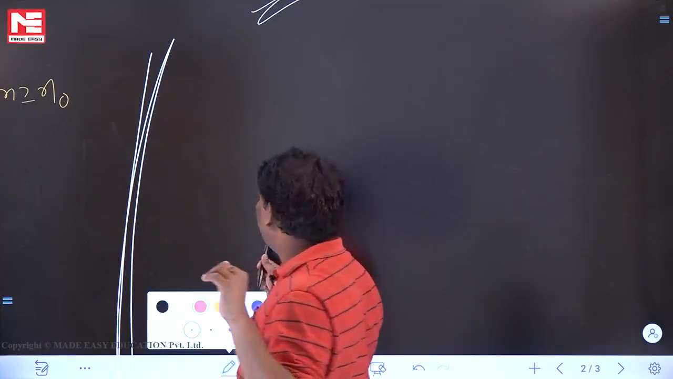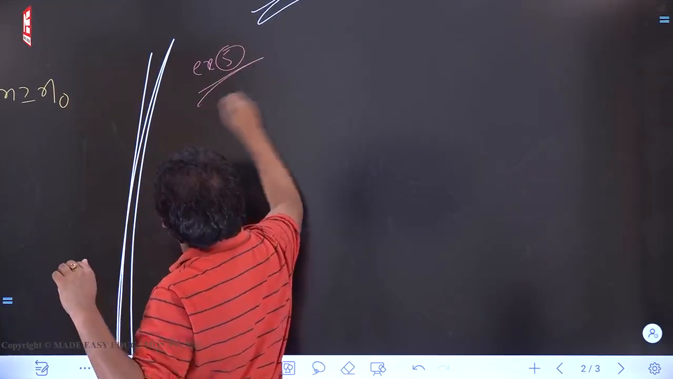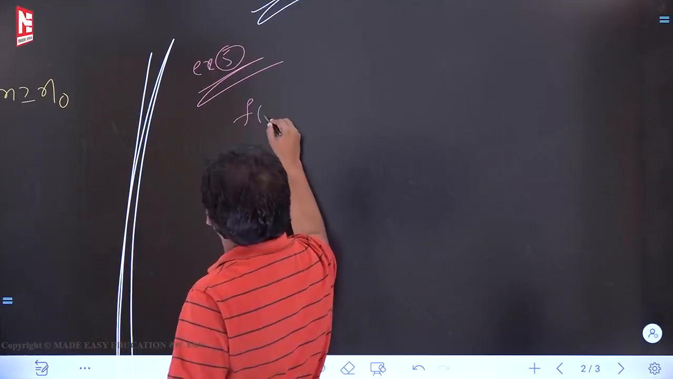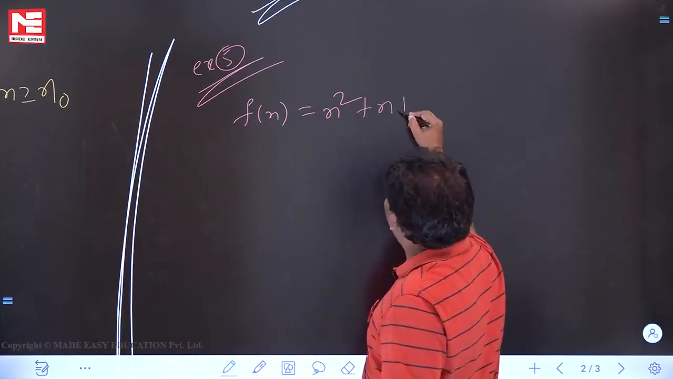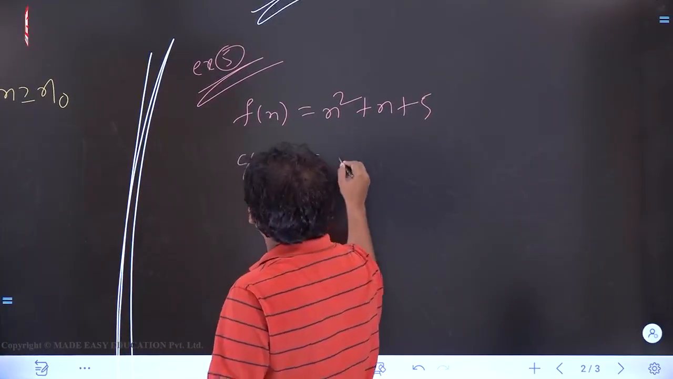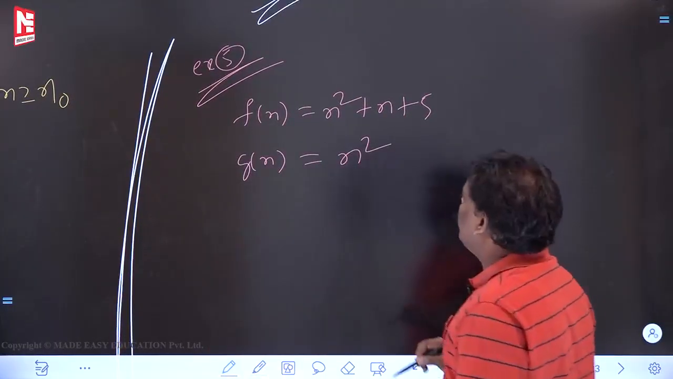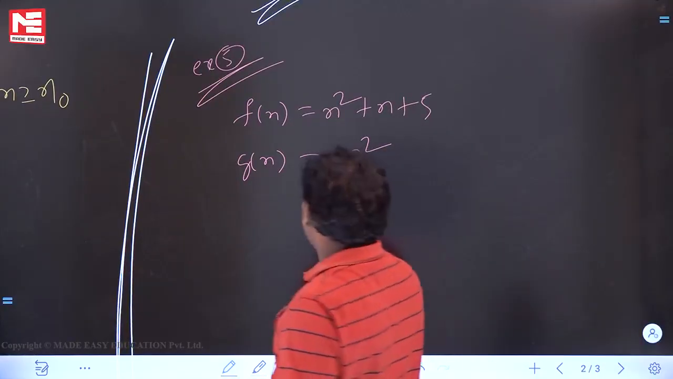It may give more clarity. Let's see this one, example 5. See the answer, f of n. F of n is going to be n square plus n plus 5. G of n is equal to n square. F of n is n square plus n plus 5. G of n is equal to n square. Right? Now see this one.